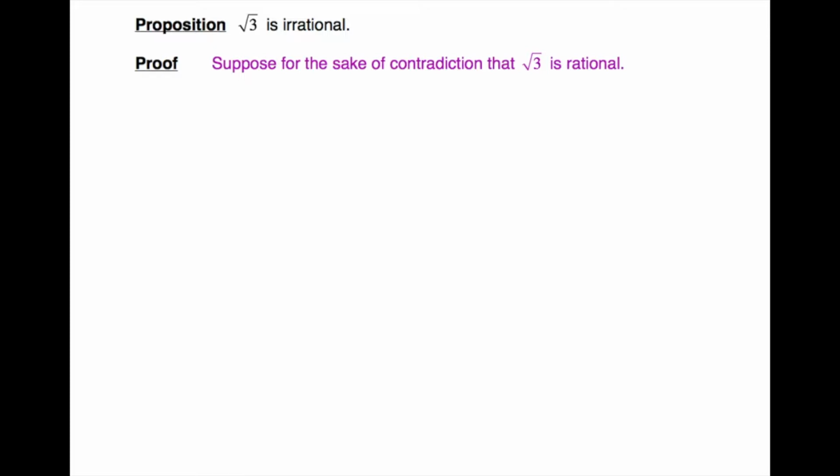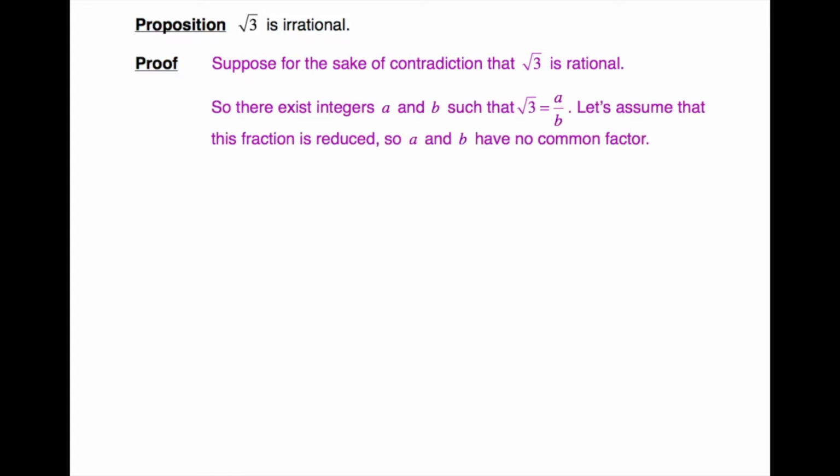So, suppose for the sake of contradiction that root 3 is rational. So there exist integers a and b such that root 3 equals a over b. Let's assume that this fraction is reduced, so a and b have no common factors.